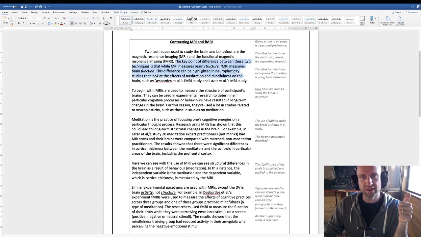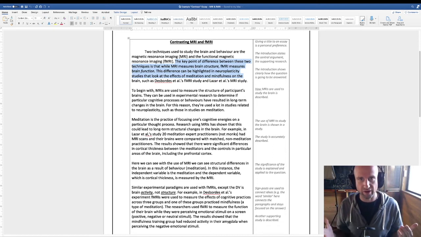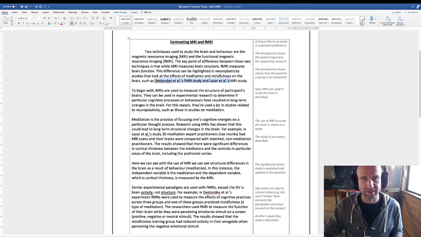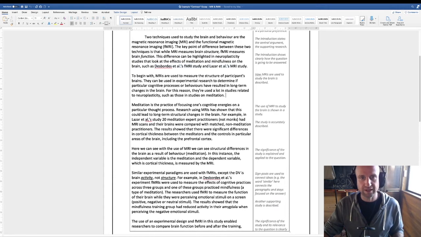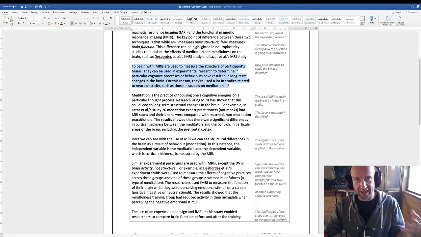and then introduce the contrasting points you're going to make and then talk about the studies. In this case, it's saying I'm going to contrast the two techniques of MRI, fMRI. They differ mainly by what they measure, and there are two studies that I'm going to use to highlight this, okay? Firstly, now I begin by getting into explaining thing A, MRI.